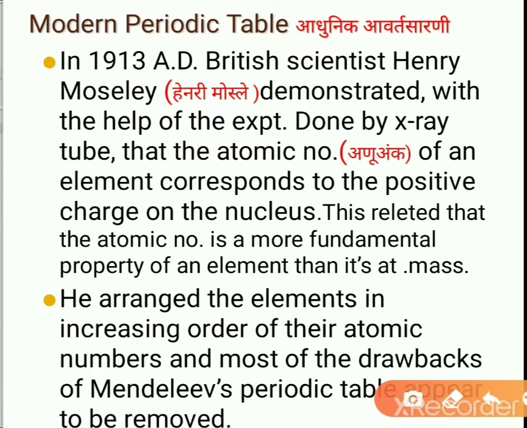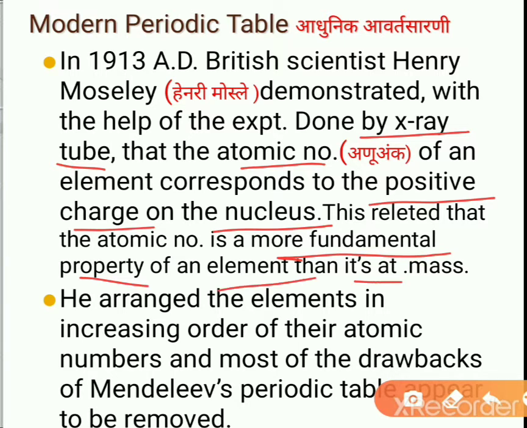In 1913 AD, British scientist Henry Moseley demonstrated with the help of an experiment done by X-ray tube that the atomic number of an element corresponds to the positive charge on the nucleus. This showed that the atomic number is a more fundamental property of an element than its atomic mass. Students, this point is very important.